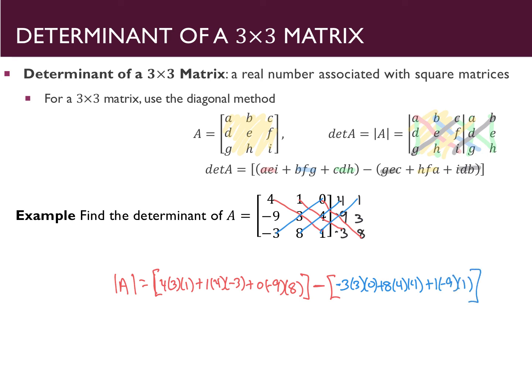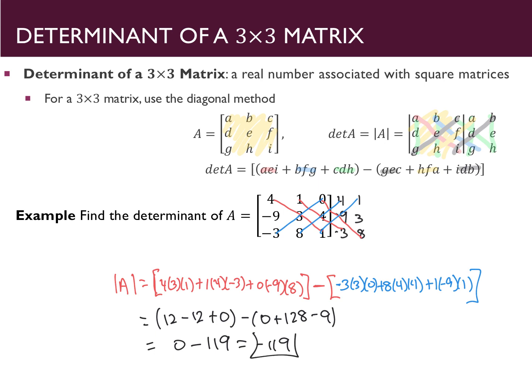Okay, and then all we have left to do is to clean that up. So we'll have 12 minus 12 plus 0 minus 0 plus 128 minus 9, which is 0 minus 119, or negative 119. And that's all you've got to do.